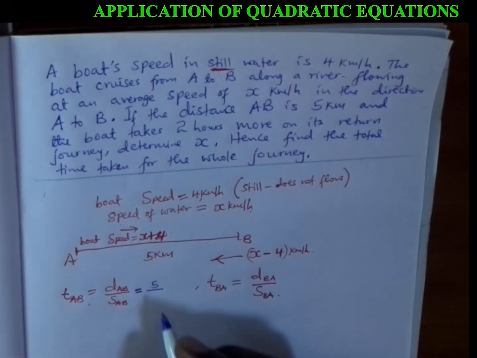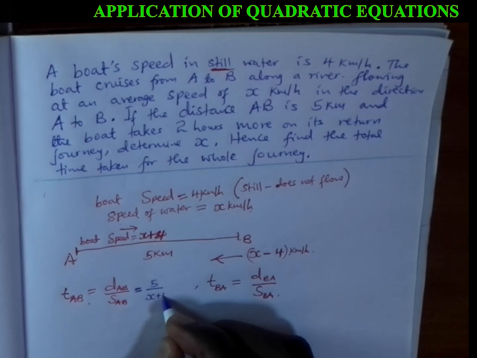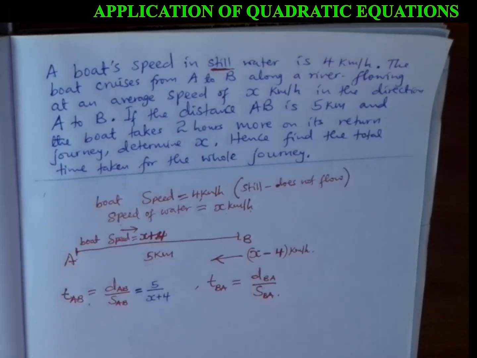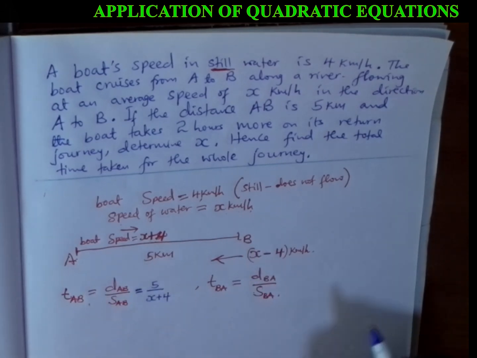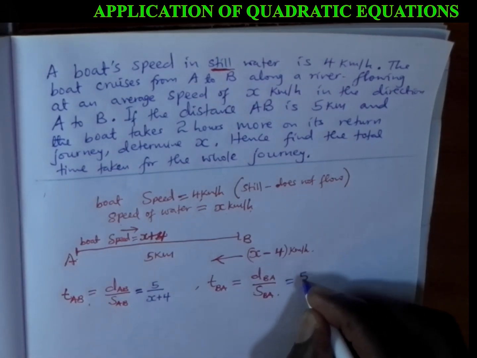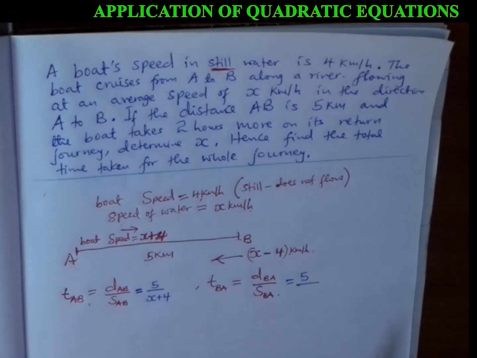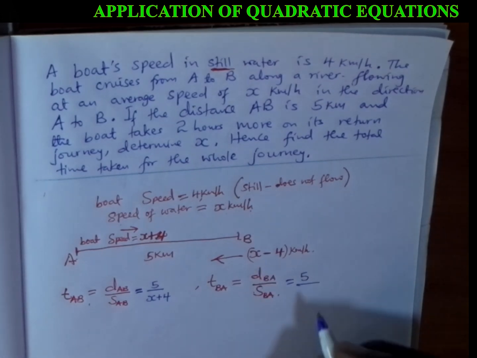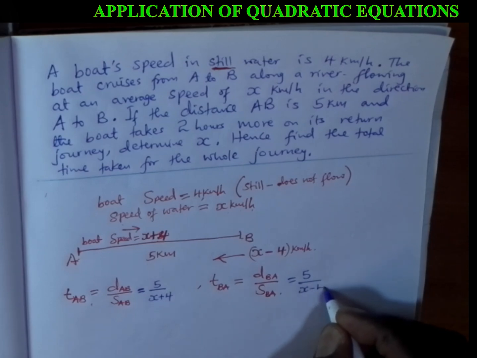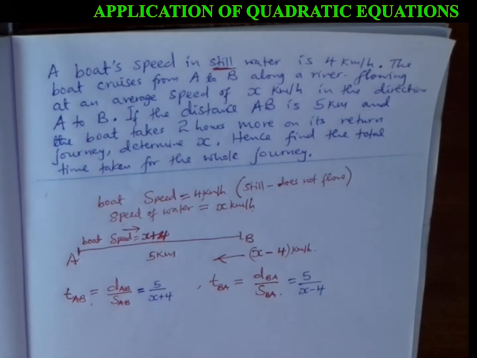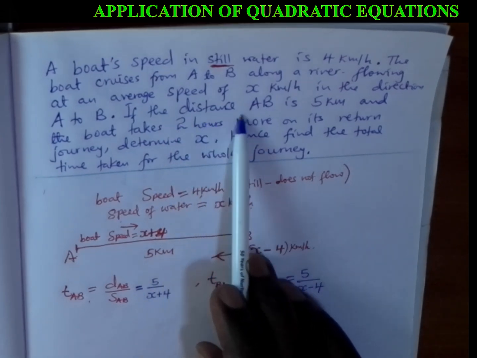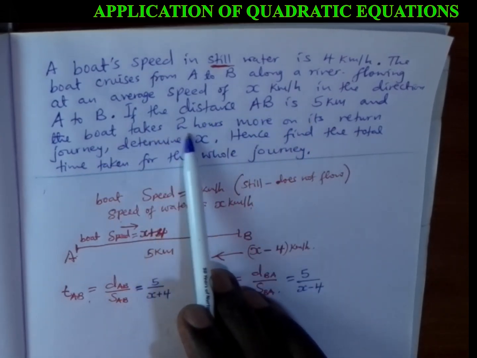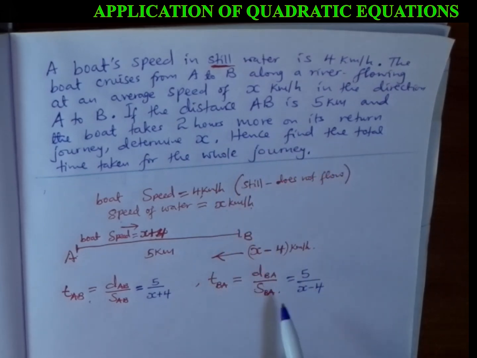Speed is x plus 4. For the other case, from B to A, the distance is still the same, that is 5 over the speed, which is now 4 less, so that is x minus 4. The other information we have been given is that the boat takes 2 hours more on its return journey.